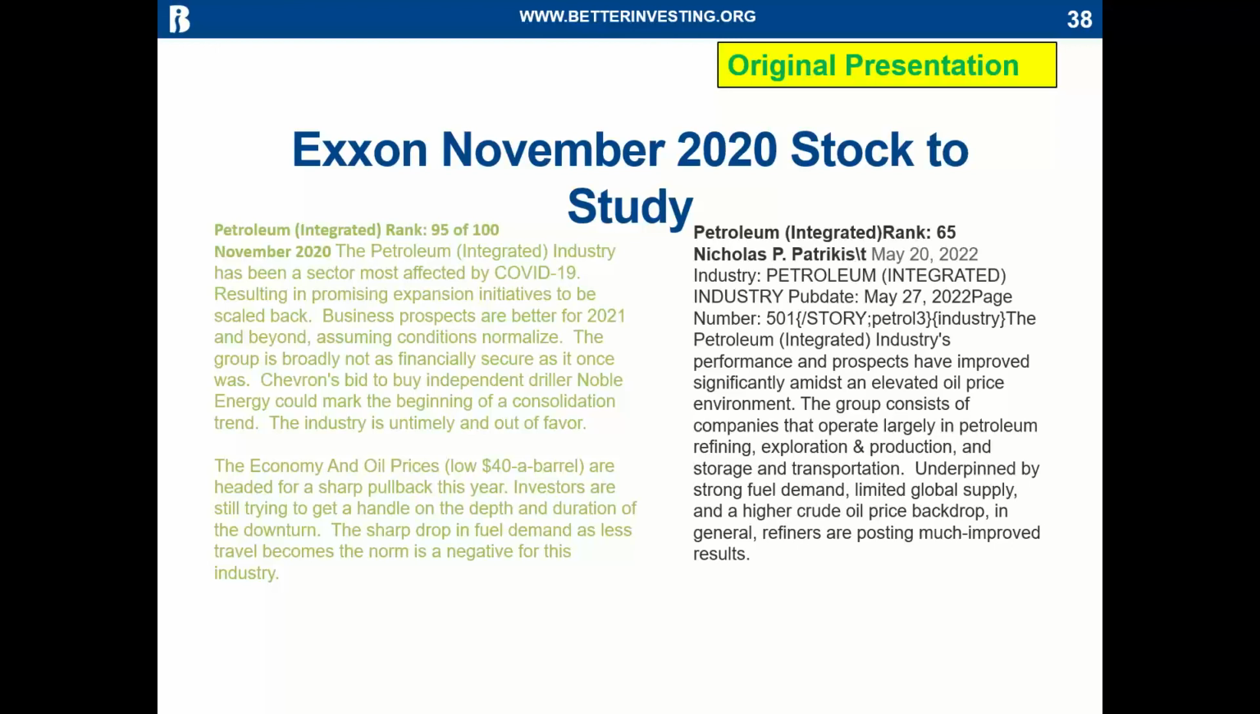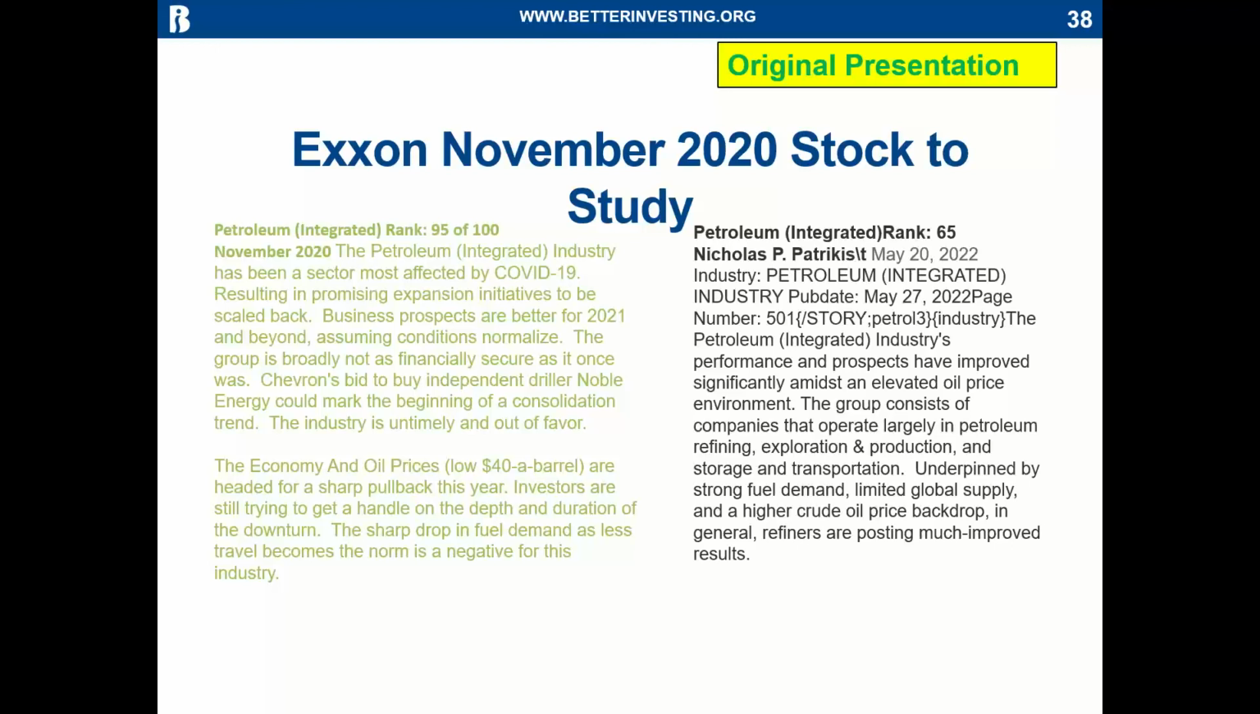You can see that they look at 100 companies and they do a ranking within the industries. And so it's 95 out of 100 back in 2020, whereas now it's 65 out of 100. So it's moved up the ladder in terms of how Value Line was ranking it.